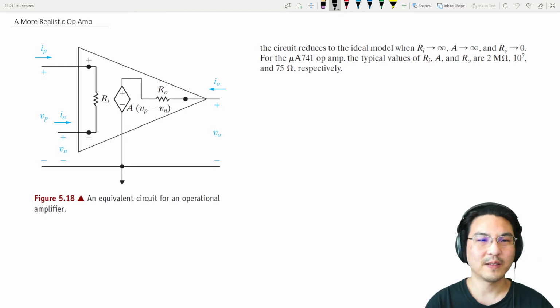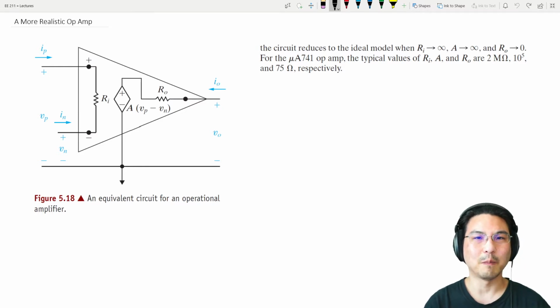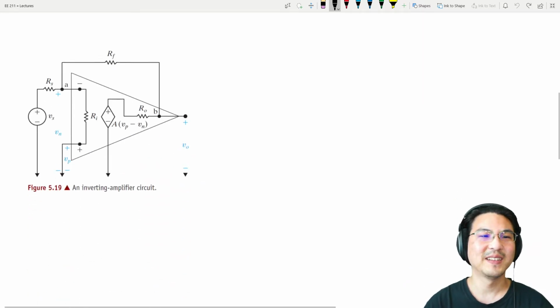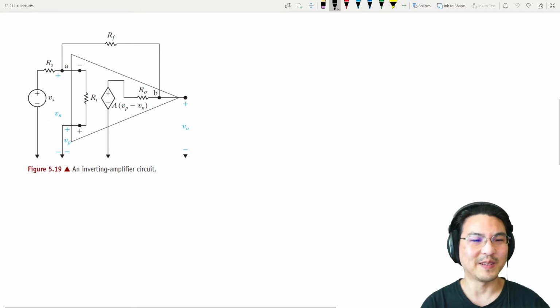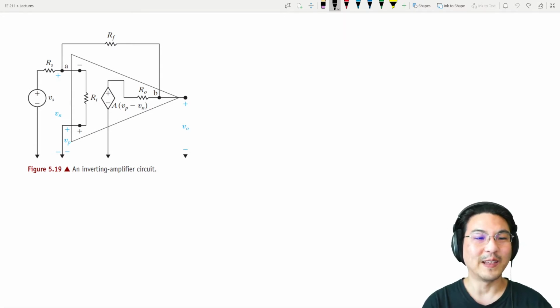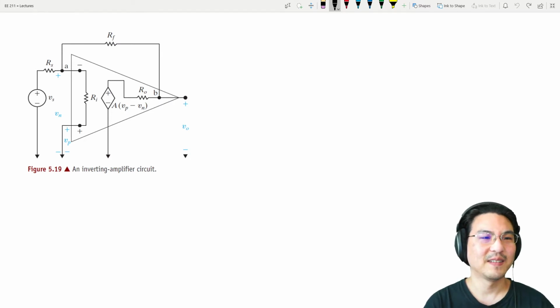Okay, so let's focus on the method we're using to analyze a circuit that looks like this, more so than the answers. So this is an application of the inverting amplifier, but now utilizing the more realistic representation of the op amp. So what should we do? Okay, let's use KCL at node A, so node voltage method.